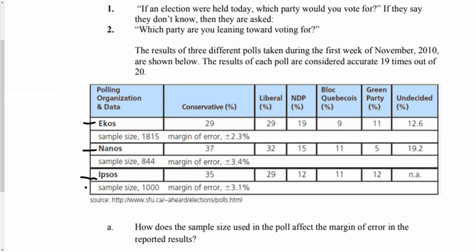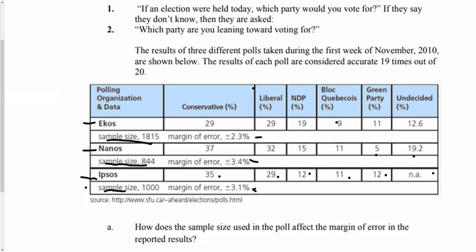So, based on the 3 polls, the Ecos poll put the Conservatives and the Liberals tied at 29% each, the NDP at 19, the Bloc Québécois at 9, the Green Party at 11, and the Undecided at 12. Now, if we look here, Nanos at 37, 32, 15, 5, and 19.2, Ipsos 35, 29, 12, 11, 12, and the undecided were not available. But the real interesting thing here is the margins of error for each one are different, and that might have something to do with the sample sizes for each one being different.